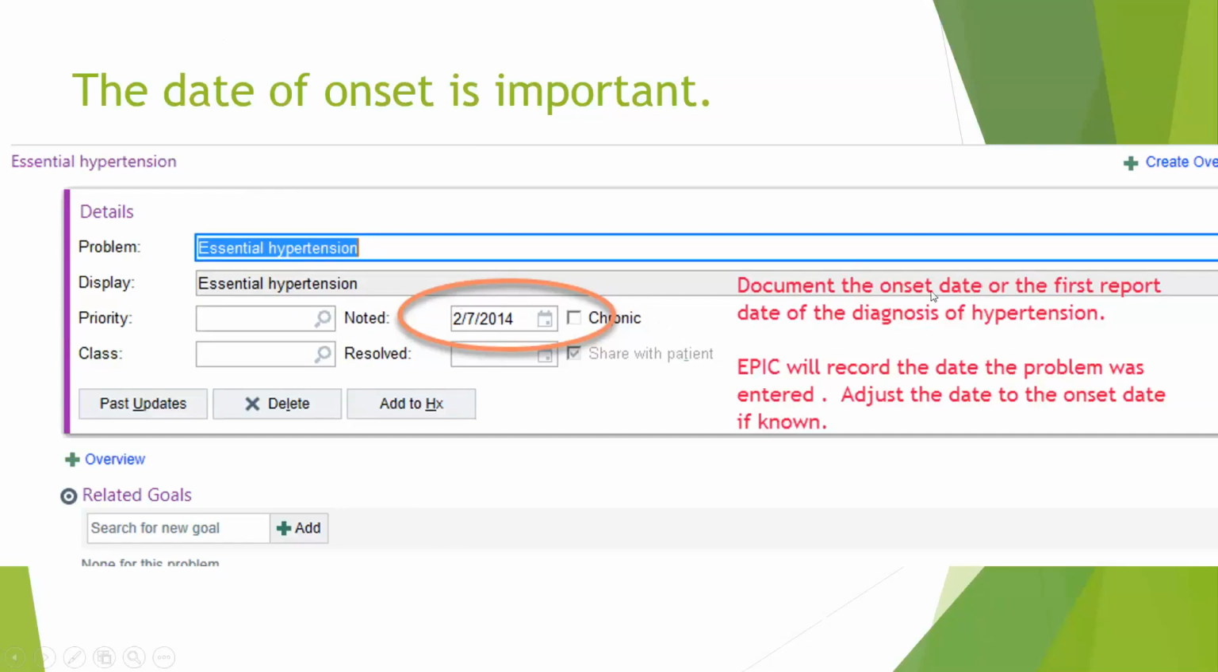You want to document the onset date of the first report, date of diagnosis of hypertension. Epic will record today's date if you are entering the essential hypertension for the first time. So we want to adjust that date of onset to be when you knew the patient, or even when NextGen documented that diagnosis.